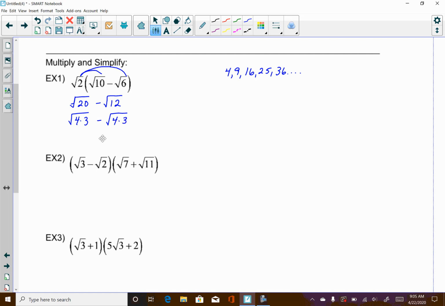So then that gives me, you know what, hopefully you just caught me there. 4 times 3 is not 20. 4 times 5 is 20. There we go. Good. So now from here, take the square root of the pieces that we can.